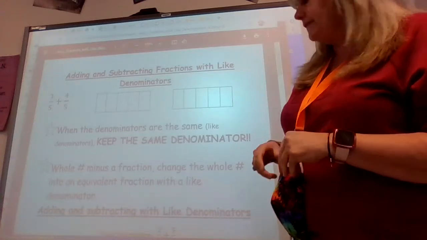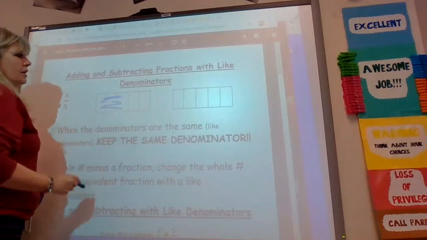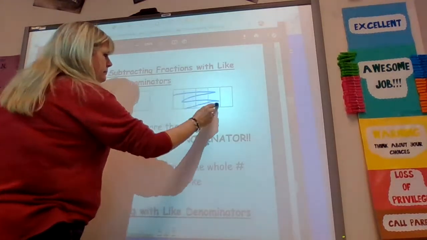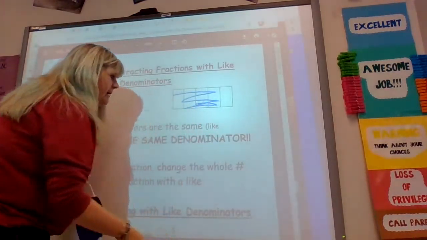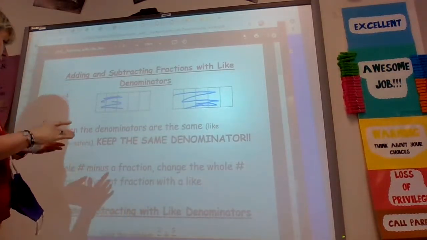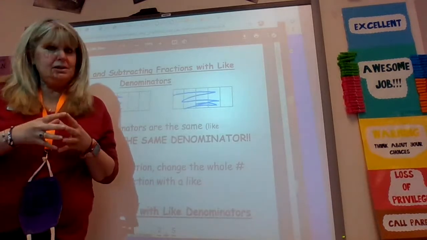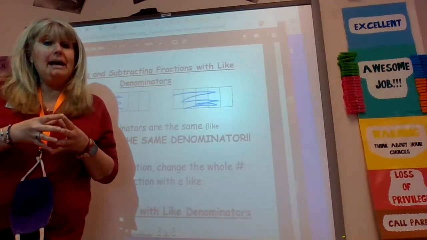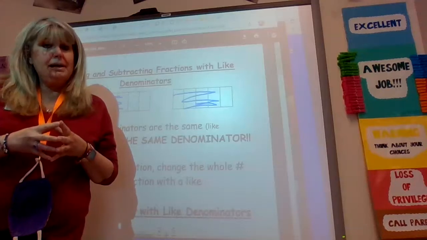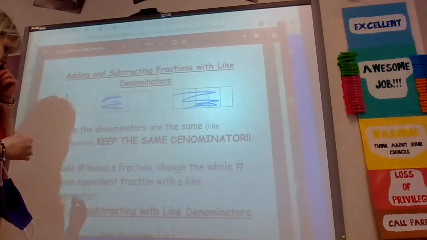3/5 plus 4/5. Well, when you look at 3/5 plus 4/5, the things that you need to think about are the fact that when the denominators are the same, like denominators, keep the same denominator. You don't add or subtract the denominator. You only do what's in the numerator. So let's look at this.